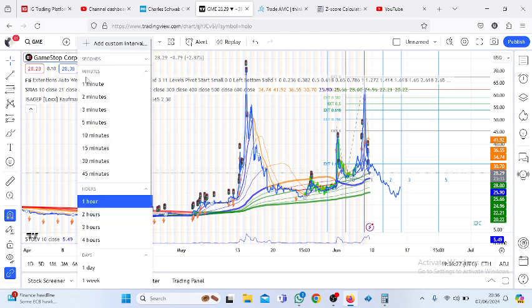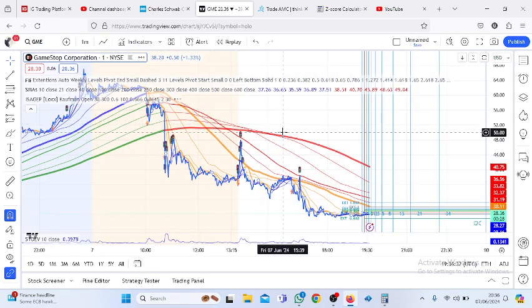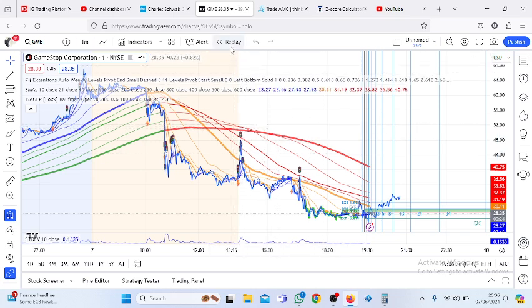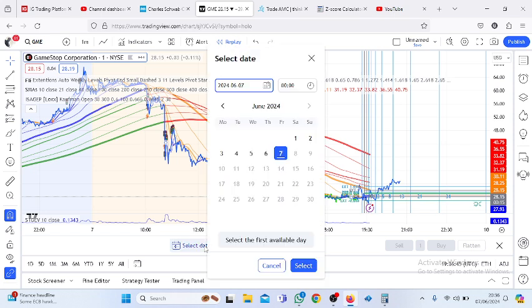Let's see its 1 minute chart here on TradingView, see what's going on. Yeah, we can actually replay and see what happened today on this 1 minute chart. Okay, let's select the date. Today is the 7th.